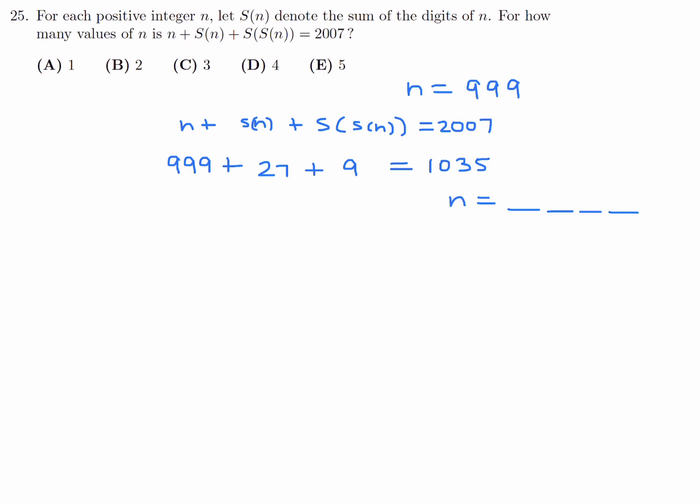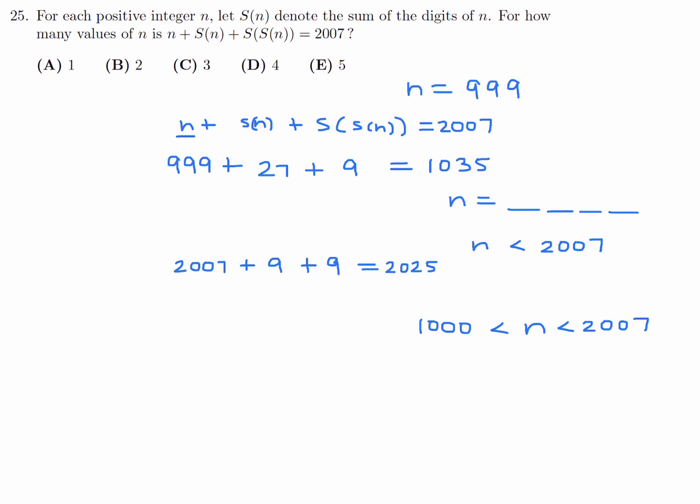Okay? Now, one thing for sure is that n has to be less than 2007, right? Because think about it. If it's 2007, it would be 2007 here, plus the sum of the digits of 2007, which is 9, plus the sum of the digits of this, which is another 9, and that's obviously going to be greater than 2007. It's going to be 2025. So n has to be less than 2007. So my range for n is less than 2007, but greater than 1,000, right? Because it's got to be a 4-digit number.